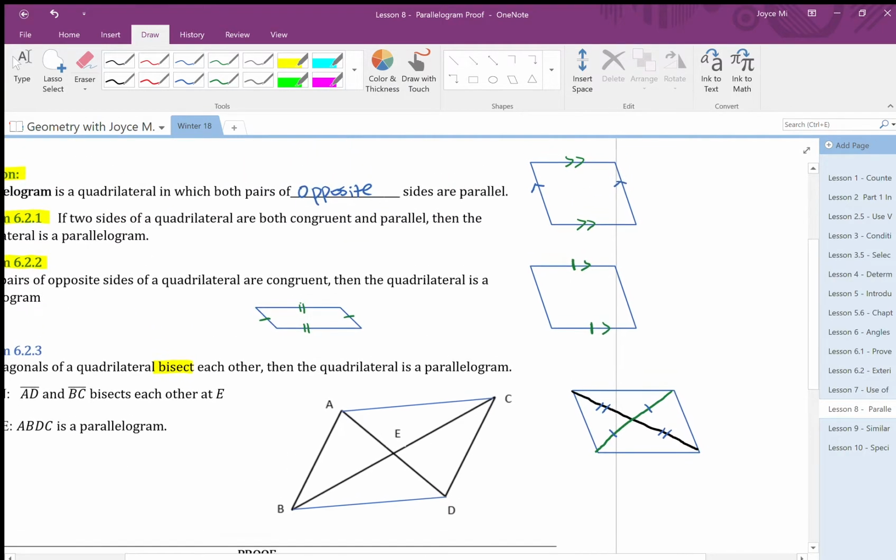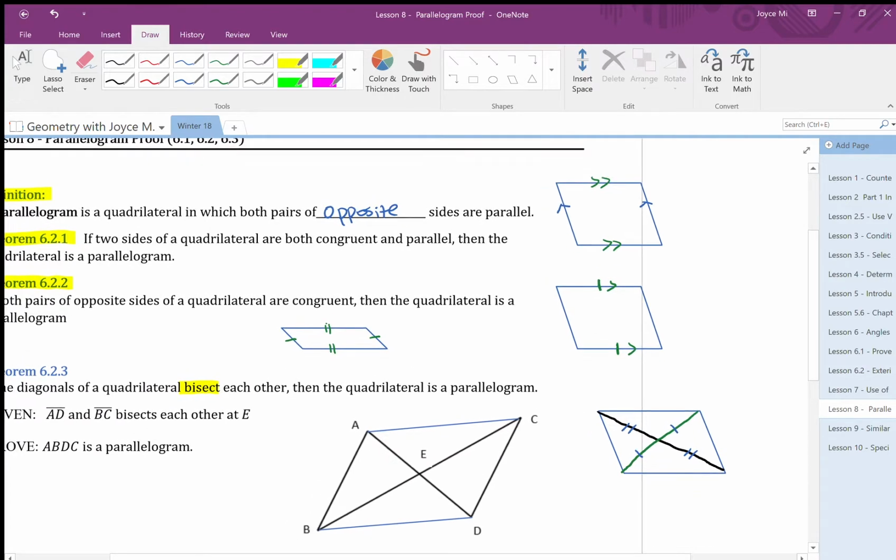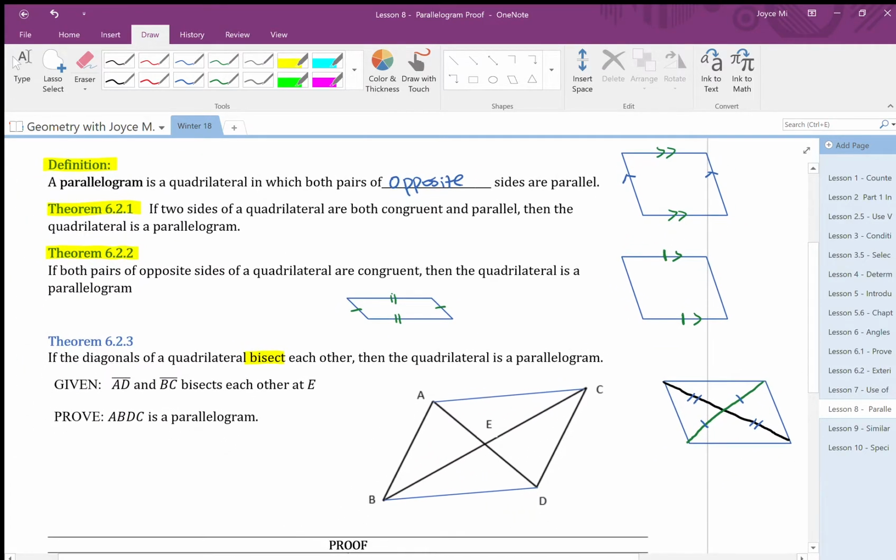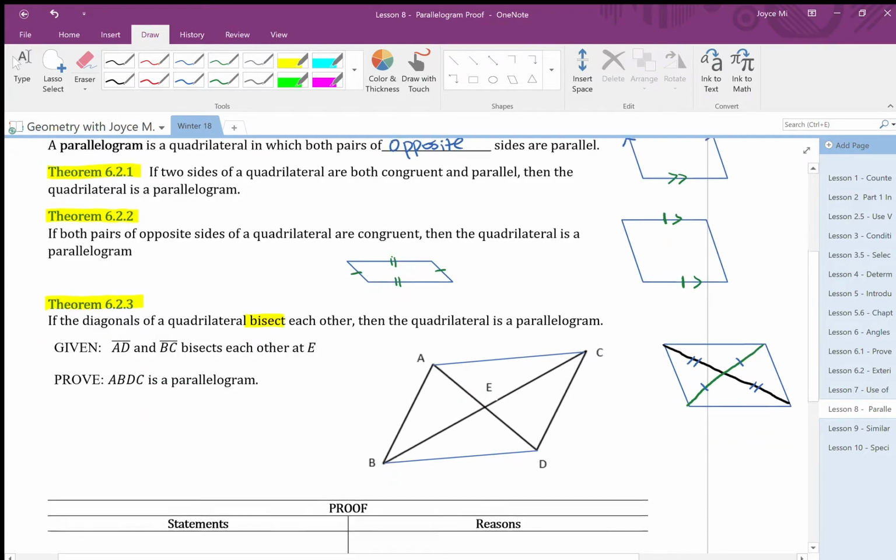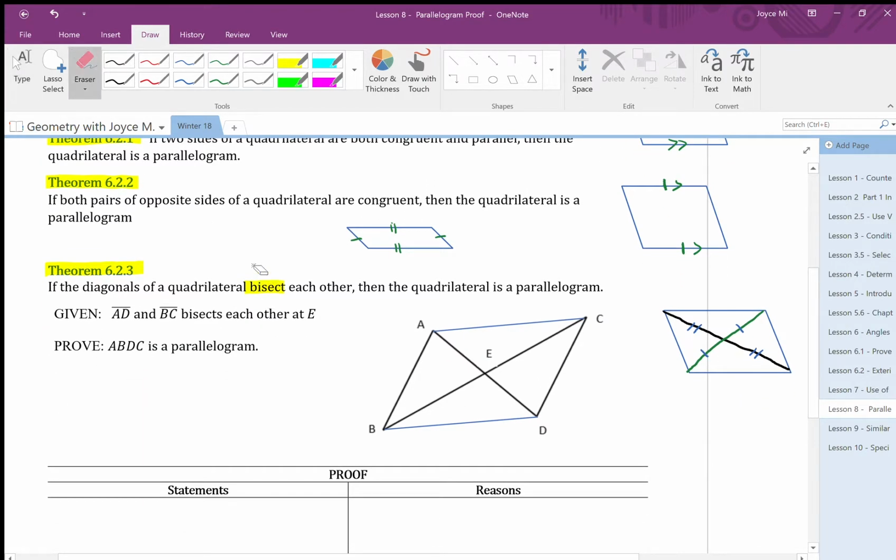So all these things we learned, if we want to prove a parallelogram, we pick from one of those theorems. Now let's look at the exercise below. That's what we're trying to prove. In this exercise, we are given that AD and BC bisect each other at E. We need to prove that ABDC is a parallelogram.